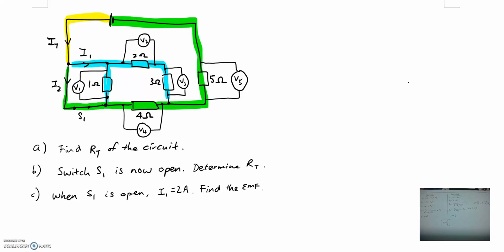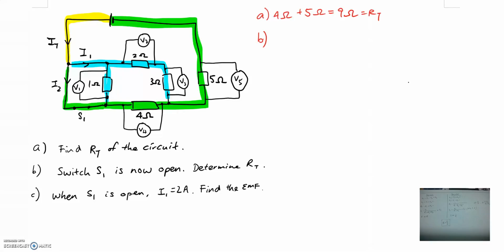Okay, so in this case, when you're asked to find what is the total resistance of the circuit, the total resistance will then actually just be 4 ohm plus 5 ohms, and that gives you your 9 ohms as R total.